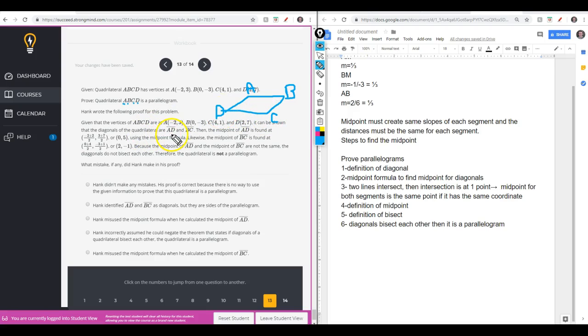So now he's saying that the diagonals are segment AD. Well, I'm noticing that segment AD is actually a side length and not a diagonal, so that's a mistake right there. So Hank identified segment AD and segment BC as diagonals, but they are sides of the parallelogram. That was his exact mistake.